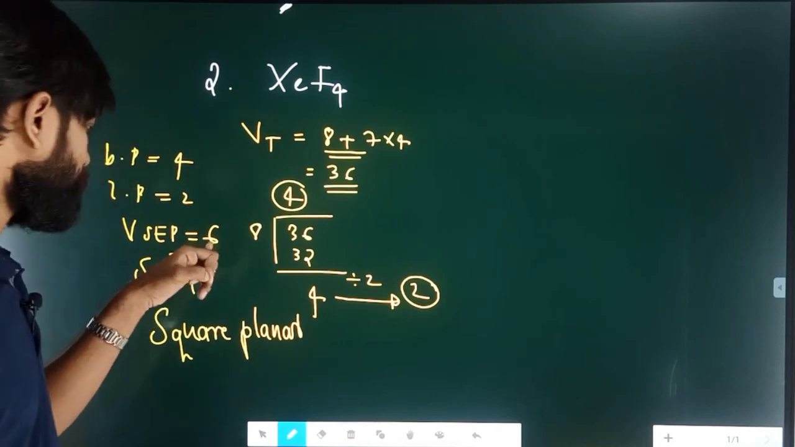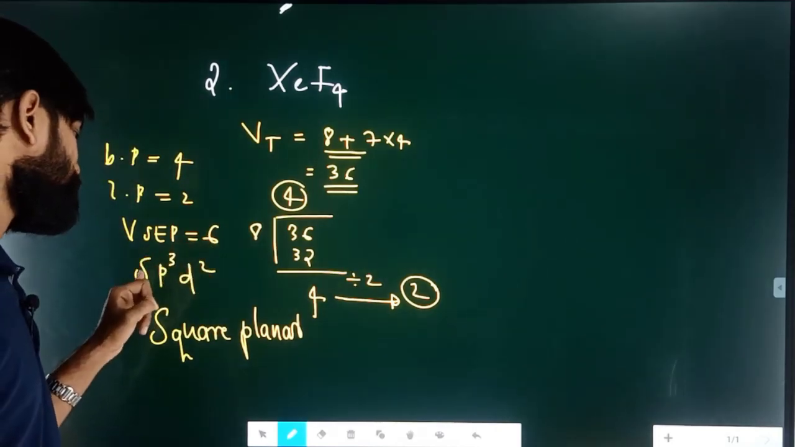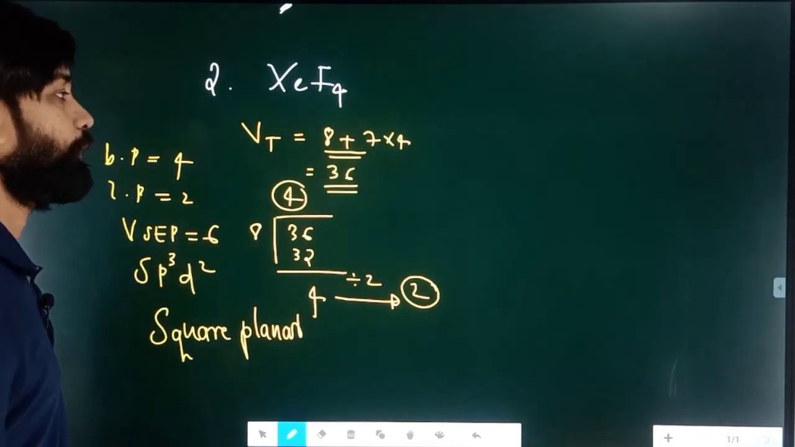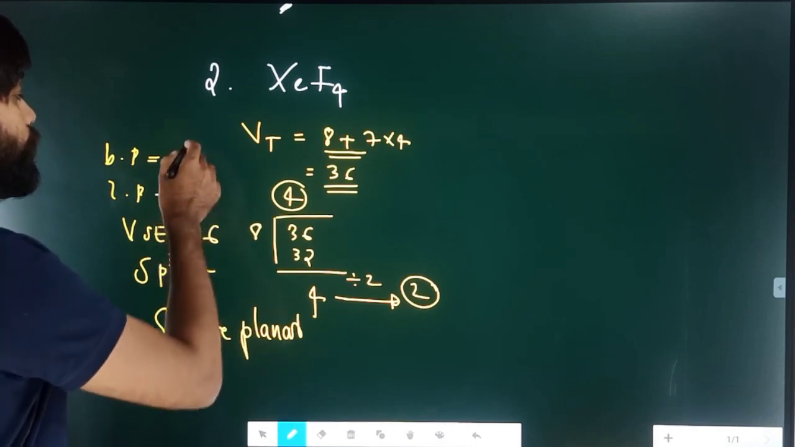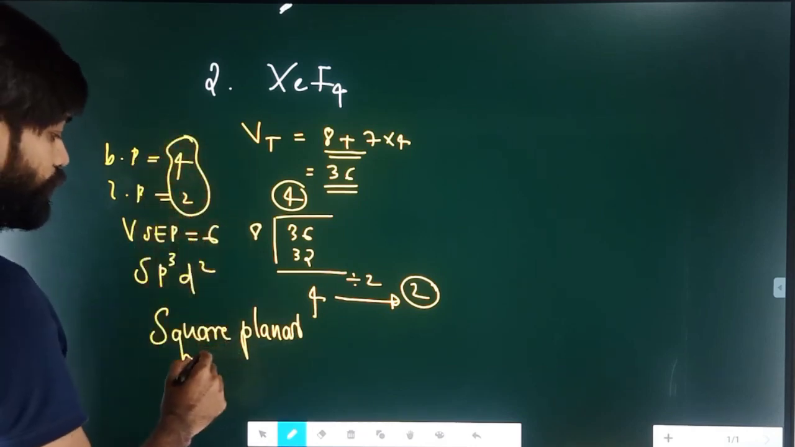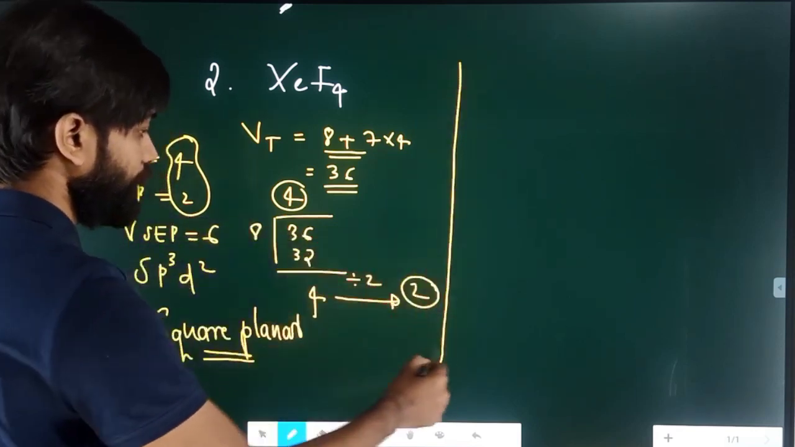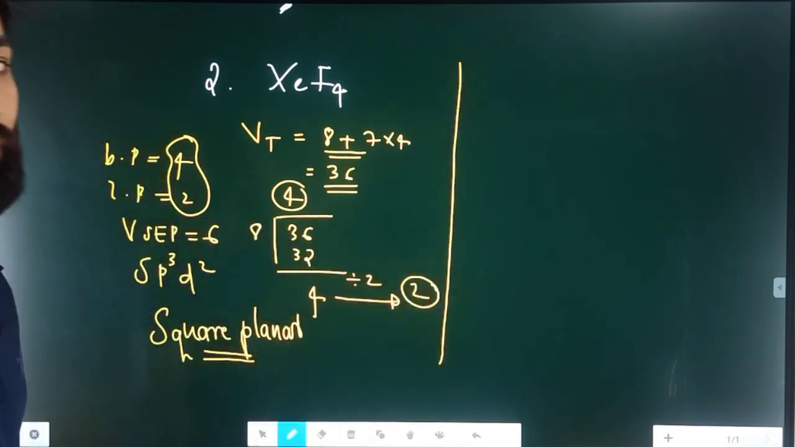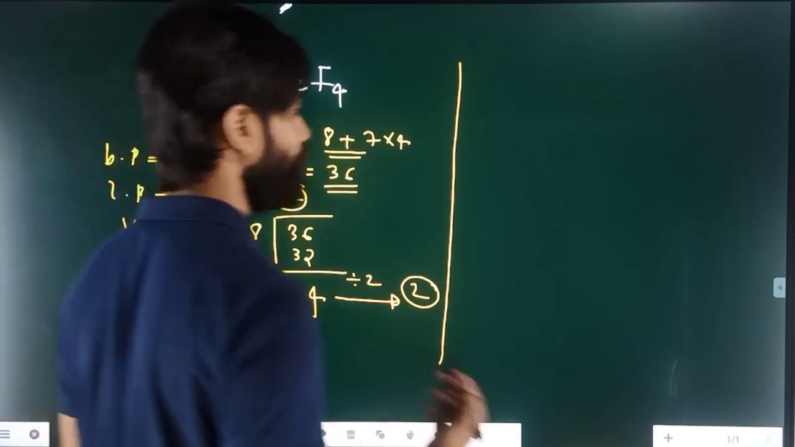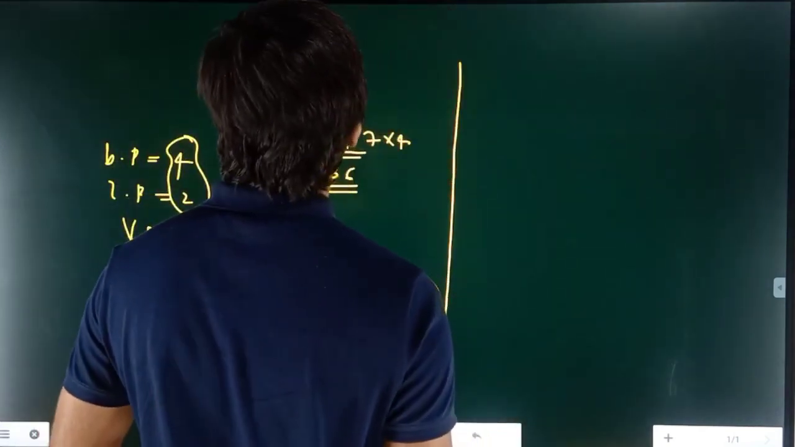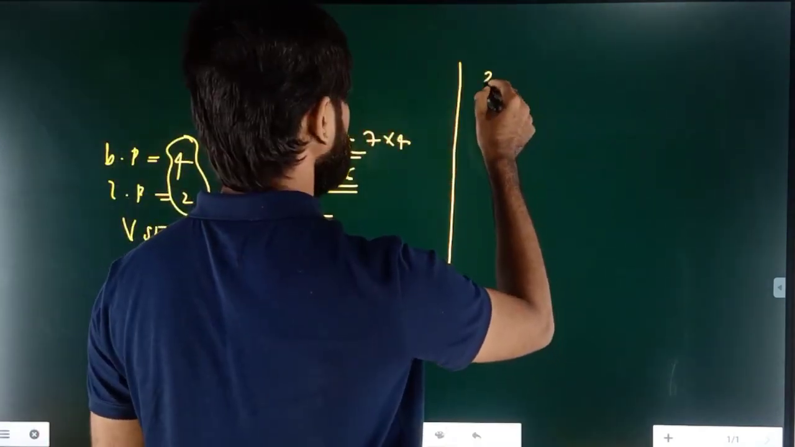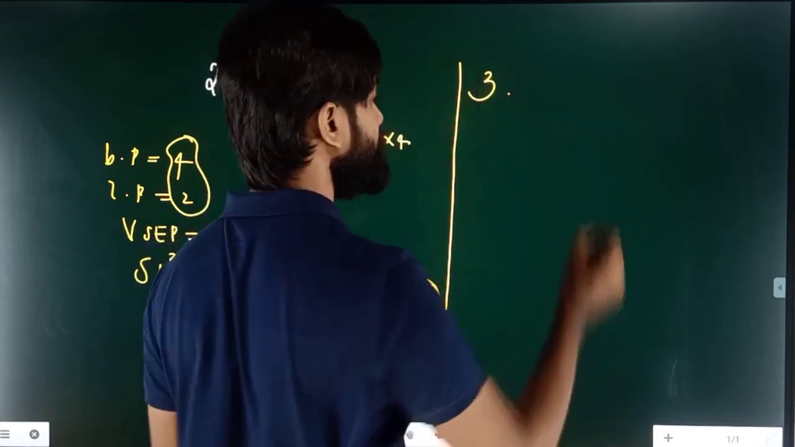If the total VSEP is 6, then it requires 6 orbitals, like 1s, 3p, 2d. It's very easy. And if you know the bond pair and lone pair, you should be able to predict the shape. And this is discussed in VSEPR theory, fine.